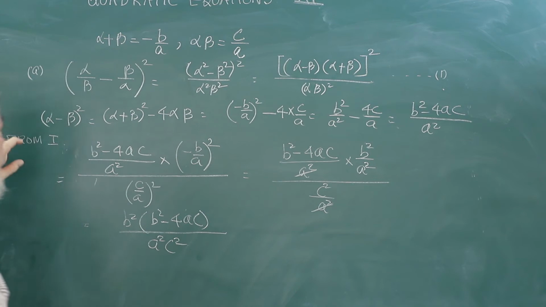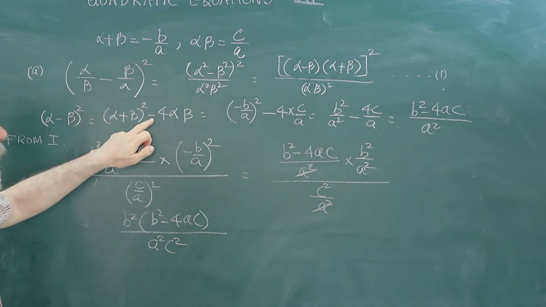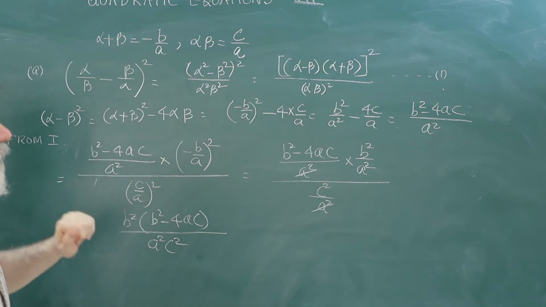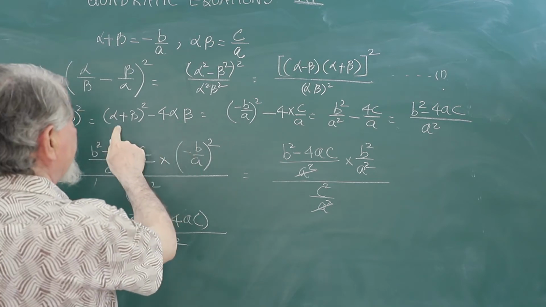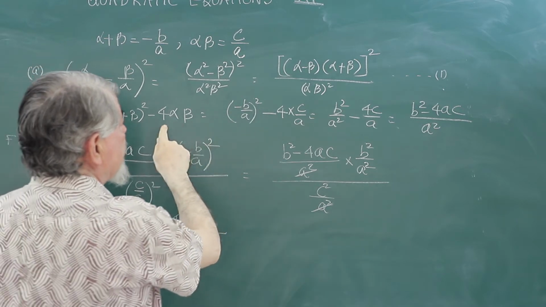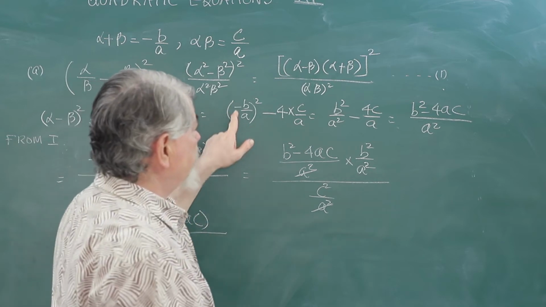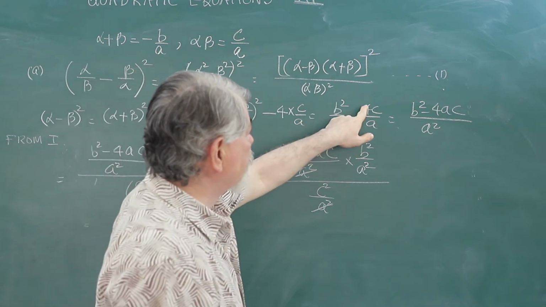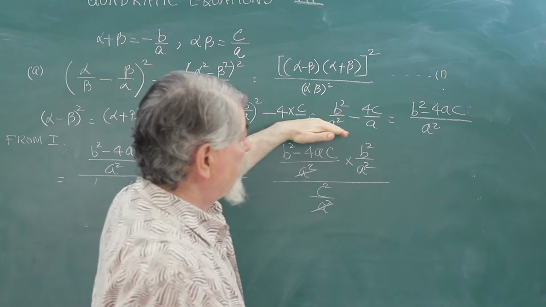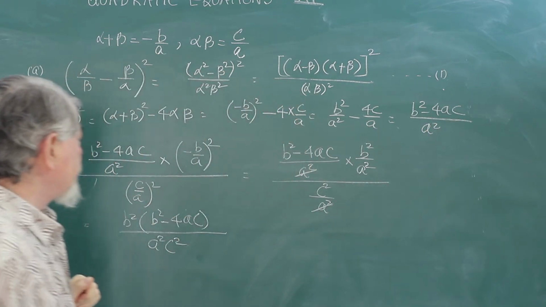We told you there was a relation between alpha minus beta and alpha plus beta. Alpha minus beta whole square is equal to alpha plus beta whole square minus 4 alpha beta. Now let us put the value of alpha plus beta, minus b upon a whole square, minus 4 into alpha beta, that is c upon a. It will become b square upon a square minus 4c upon a. When we take the LCM, it becomes b square minus 4ac upon a square.